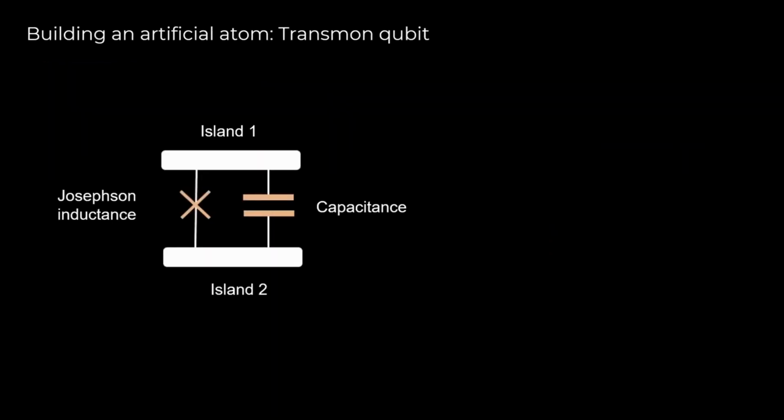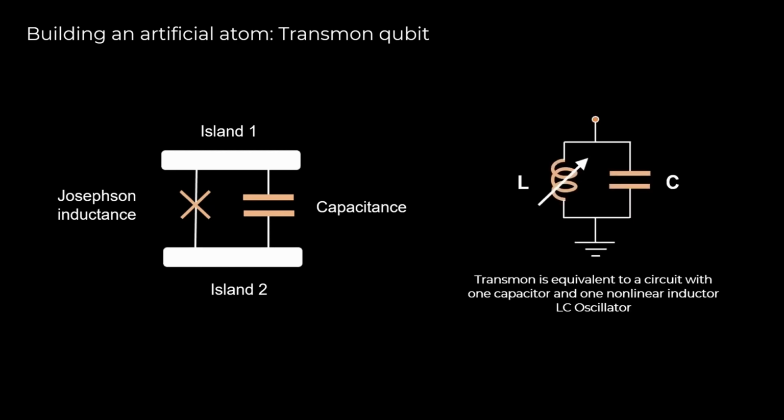We use artificial atoms in the labs, which are called transmon qubits. You have 2 islands, and then you use a capacitance and a Josephson inductance in parallel. People who have worked in electrical engineering know this system, because it's basically an LC oscillator: a nonlinear inductor and a capacitor, and that's basically a circuit.